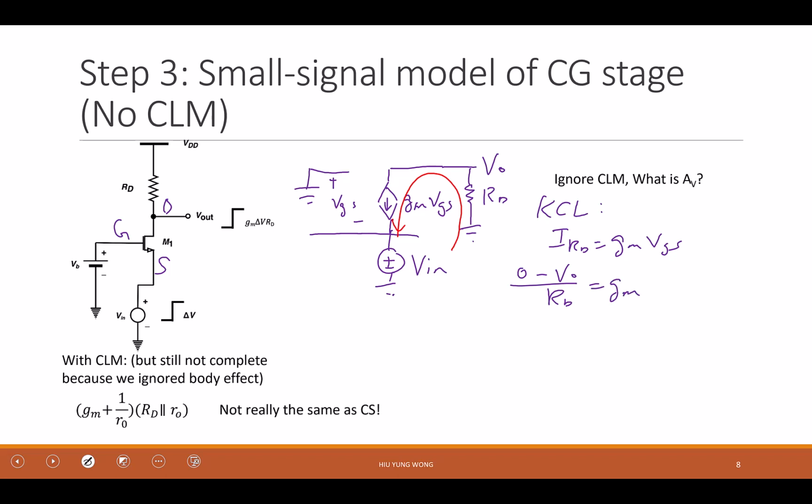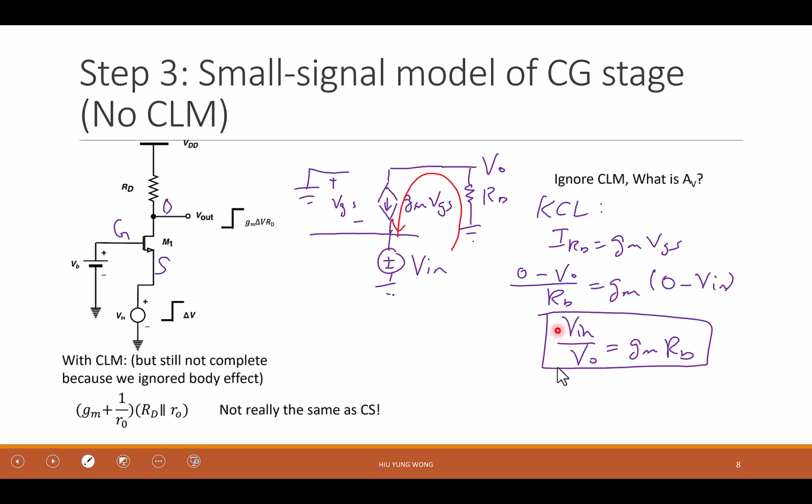What is VGS? Again, break it down. VG minus VS, which is 0 minus VS is V in, right? So you can see that V in divided by V out is just GM RD. Very easy task this time, right? That's it. But I want to emphasize one thing.